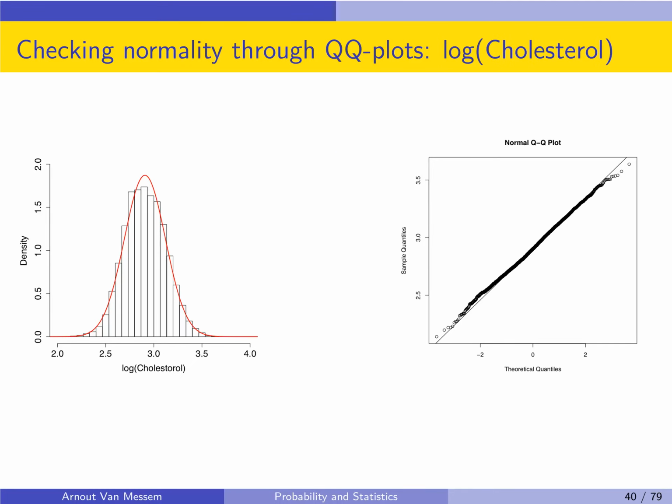We corrected right skewness before by taking a logarithm, and if we take the logarithm of the cholesterol, we see indeed that the data have become a lot more normal. If we look at the QQ plot, the data points seem to follow almost perfectly the straight line. Same thing for the histogram on the left side. The histogram and the theoretical normal distribution seem to correspond very well.